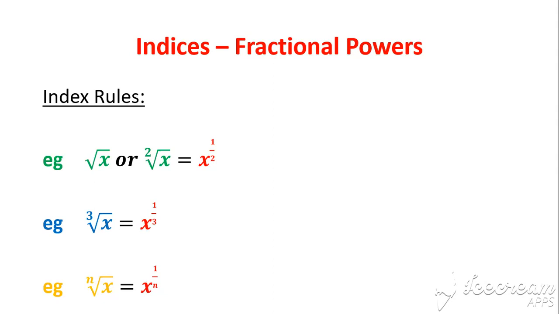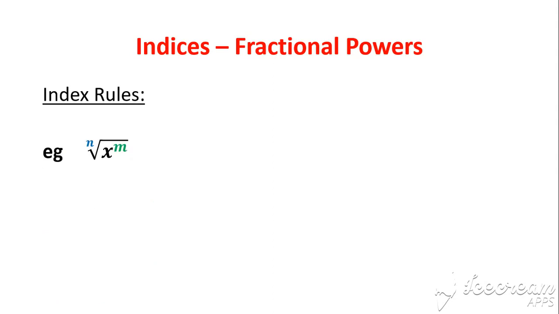Okay, well let's take that idea and look at one more rule. What about the nth root of x to the power of m? So we have x to the power of a number m, and we're taking the nth root. Well, first of all, you can write that as x to the power of m, to the power of 1 over n, because the nth root is 1 over n. And then we can multiply out the powers. M times 1 over n gives m over n. So we are left with x to the power of m over n.